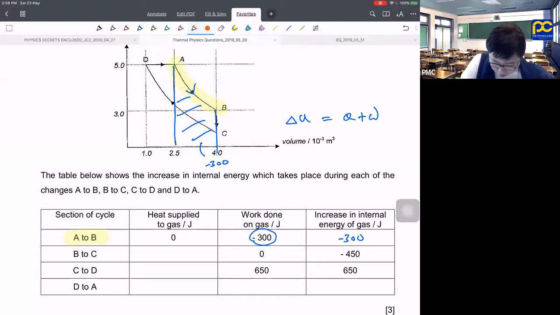The first one. Let me highlight the second one. And that will be from B to C. From B to C, it is vertically downwards. There's no work done. The work done is 0. Why did they fill it in for me? I should be the one doing it. They fill in for me. I don't know why this question give us 0 here. So the delta U is minus 450, and therefore the heat supply will be minus 450.